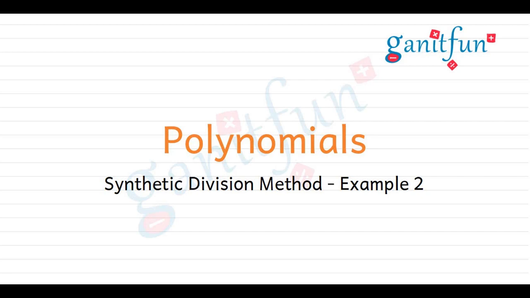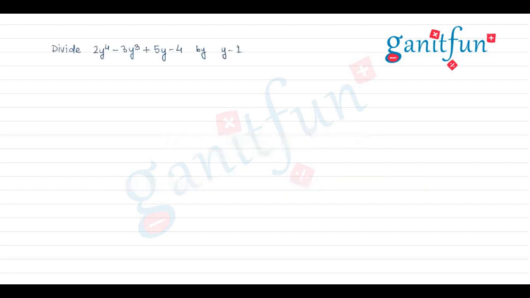Let's see one more example of the synthetic division method. In synthetic division method, we divide one polynomial by another polynomial. So we are going to use this polynomial and divide it by y minus 1. For dividing by synthetic division method, we need the coefficient form of the polynomial.